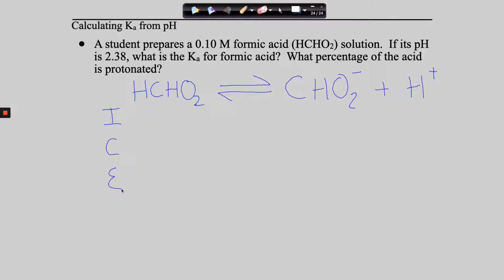And now, guys, let's look at what we know. Just looking through the problem, we know that this is a 0.1 molar solution in formic acid. So that's obviously the one on the left. But is that the initial concentration or the equilibrium concentration? It's initial. That's what the student made. So, guys, this is 0.10 molar.